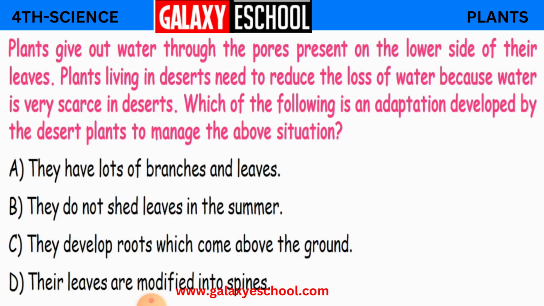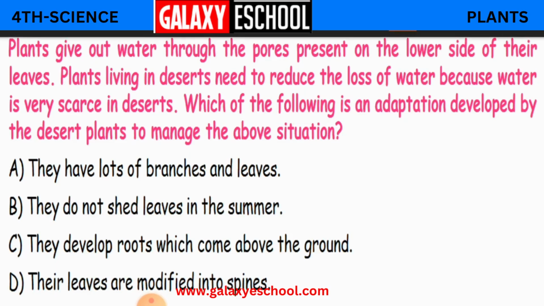The next question here, the fifth one. Plants give out water through the pores present on the lower side of their leaves. Plants living in deserts need to reduce the loss of water because water is very scarce in deserts. Which of the following is an adaptation developed by the desert plants to manage the above situation?